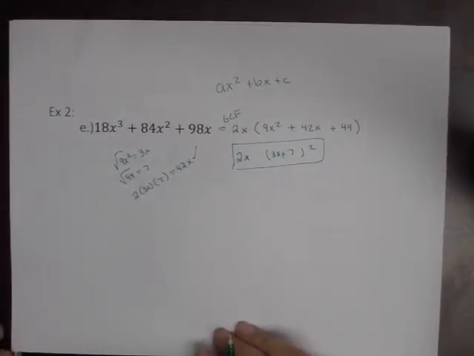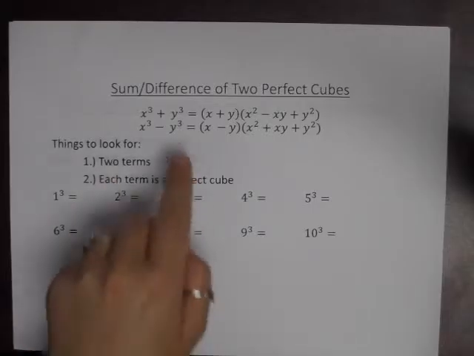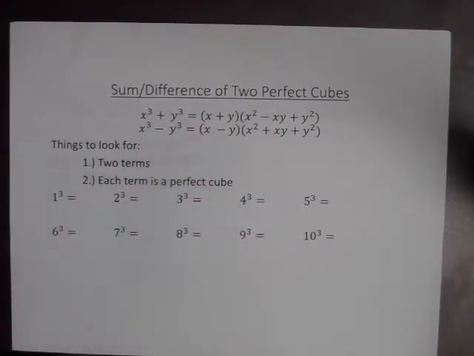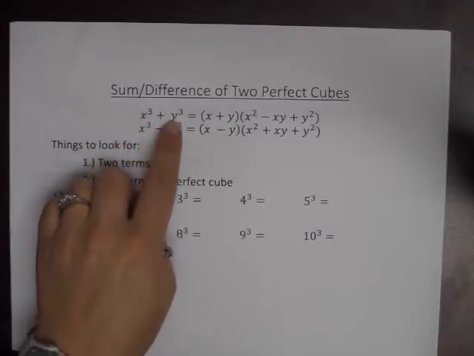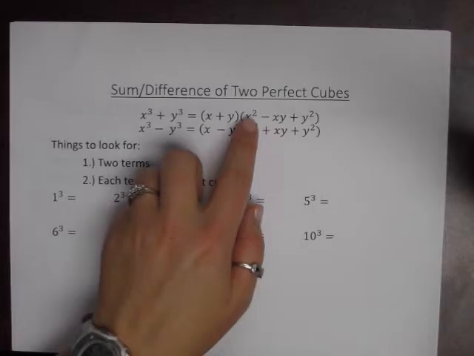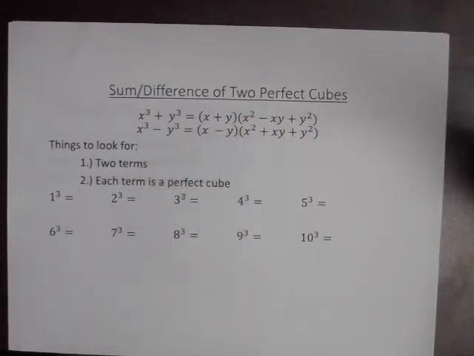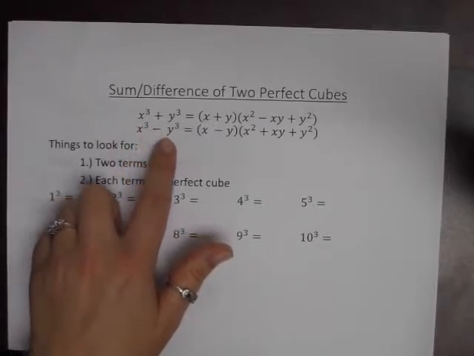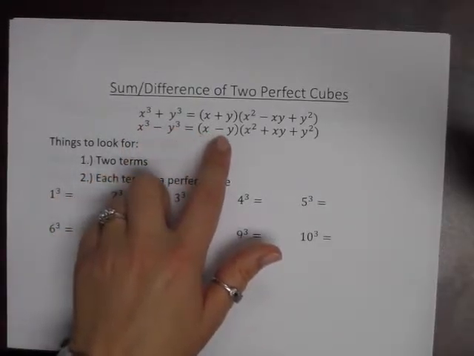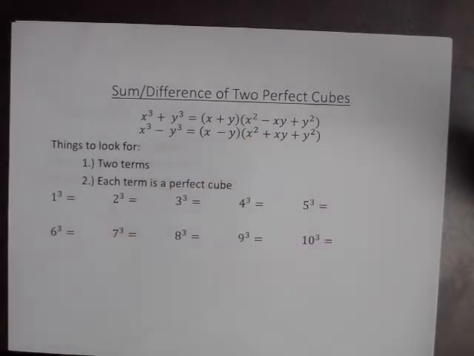Alright, so that's your perfect square trinomial. So the last thing that we have to deal with is the sum and the difference of two perfect cubes. This time you're going to have two terms, but both of your terms are going to be cubes. So you have x cubed plus y cubed equals x plus y times x squared minus xy plus y squared. Or you can have x to the third minus y to the third equals x minus y times x squared plus xy plus y squared.